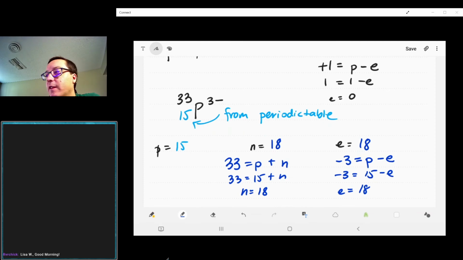So I think there's a table on your worksheet that's going to have you do a bunch of practice with this. So you'll be able to work on that.